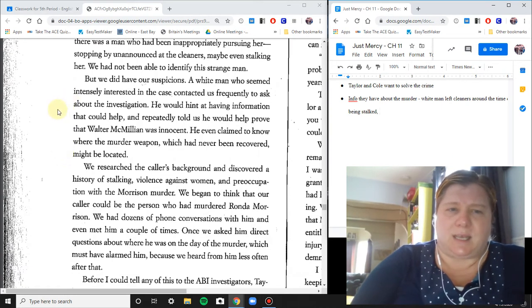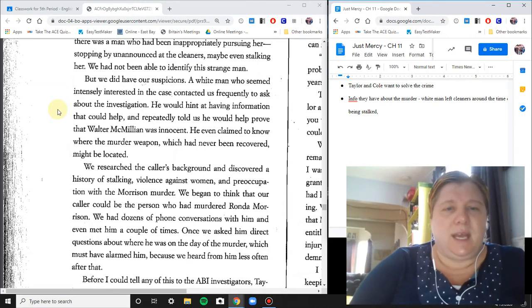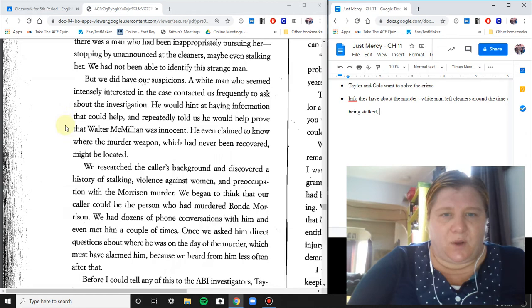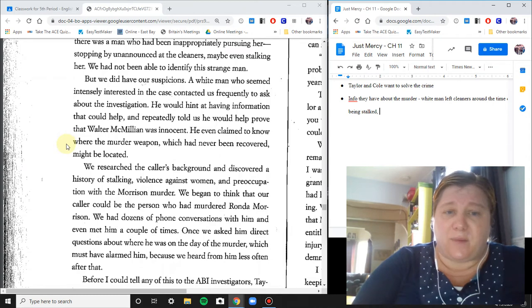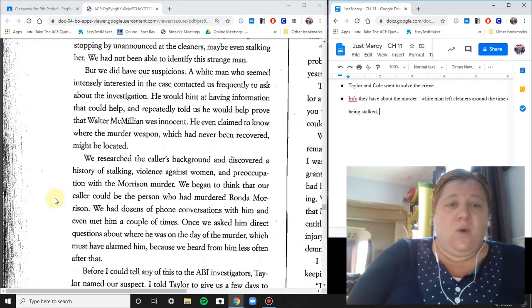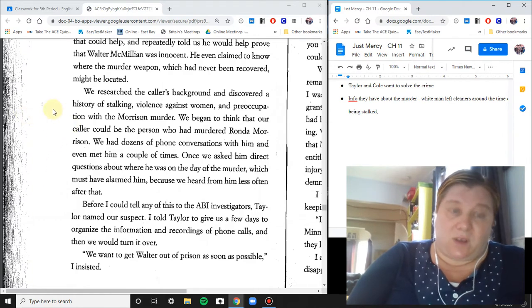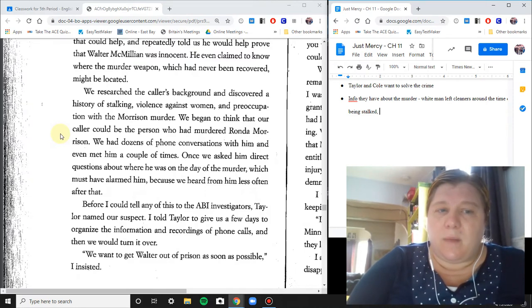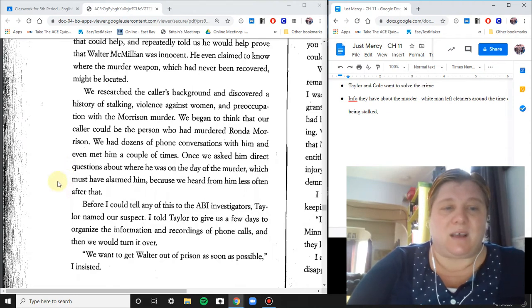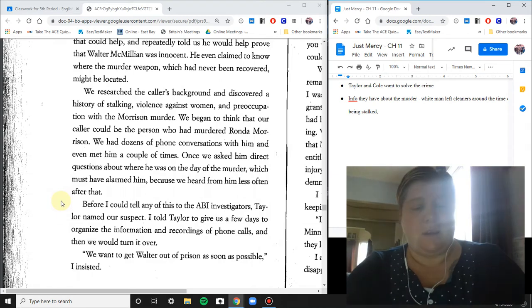A white man who seemed intensely interested in the case contacted us frequently to ask about the investigation. He would hint at having information that could help, and repeatedly told us he would help prove that Walter McMillan was innocent. He even claimed to know where the murder weapon, which had never been recovered, might be located. We researched the caller's background and discovered a history of stalking, violence against women, and preoccupation with the Morrison murder. We began to think that our caller could be the person who had murdered Rhonda Morrison. We had dozens of phone conversations with him and even met him a couple times. Once we asked him direct questions about where he was on the day of the murder, which must have alarmed him, because we heard from him less often after that.